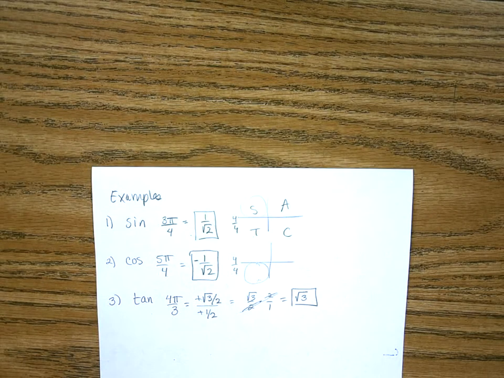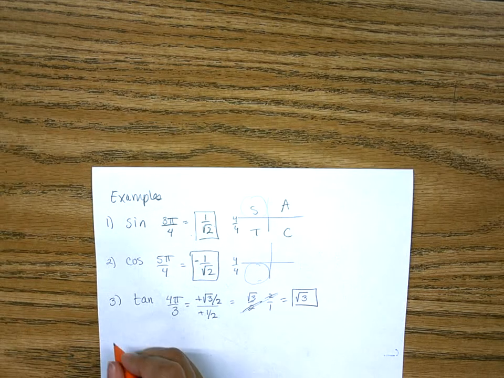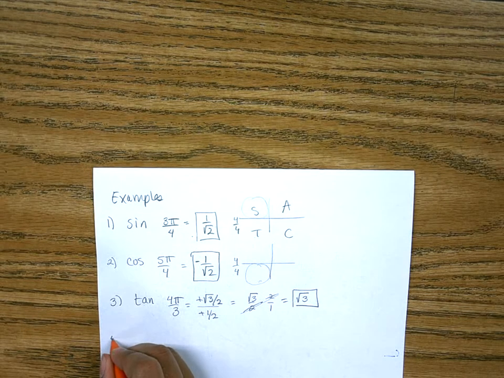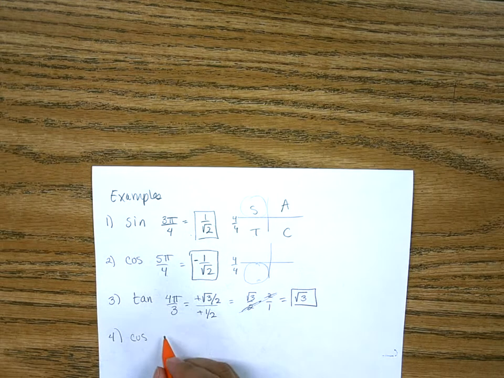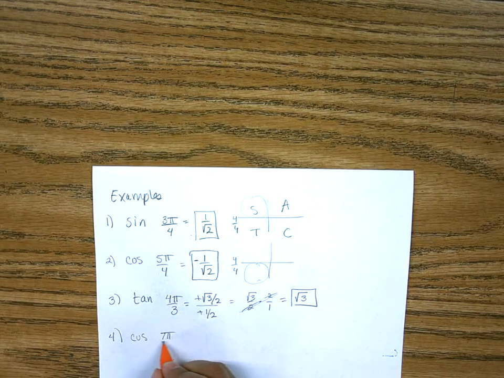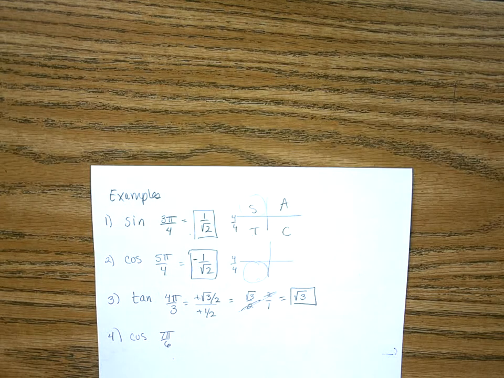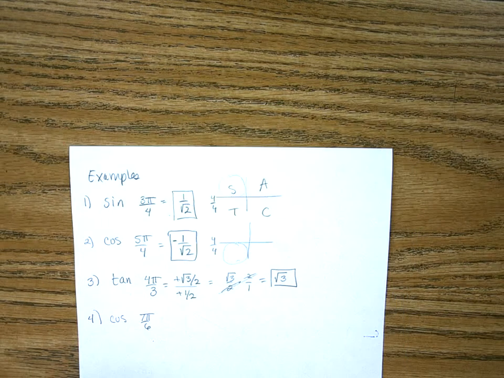Number 4. Cosine of 7 pi over 6. Okay, so here, yes, use your unit circle.